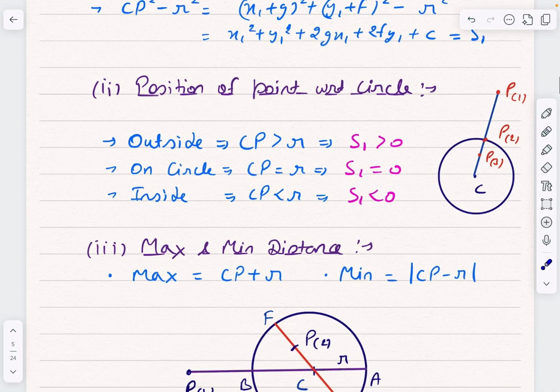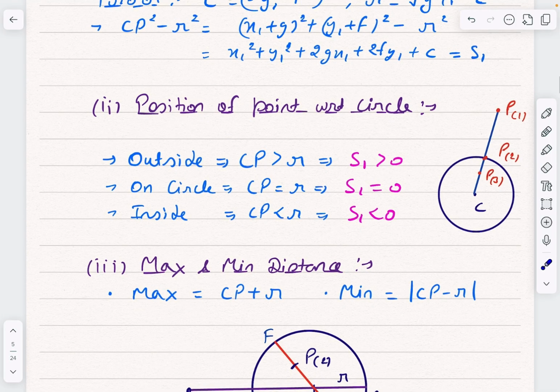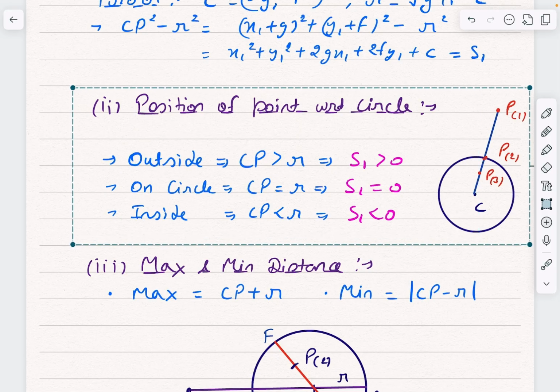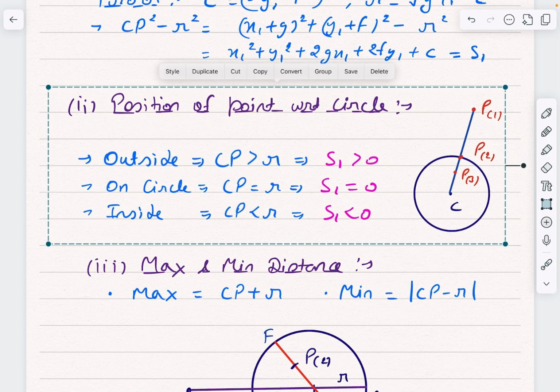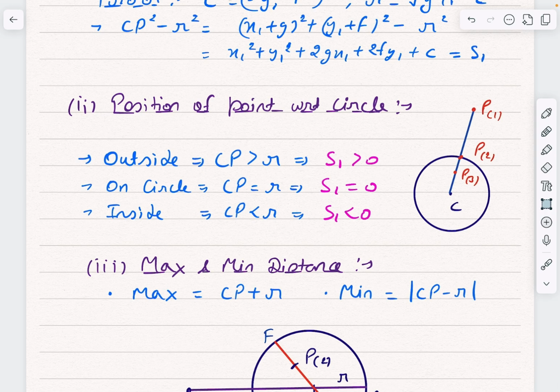Next, position of a point with respect to a circle. Now, this will be important. Many a time we'll have to see where the point lies with respect to the circle. If it is inside or outside or on the circle. So very simple thing, we can just use the power of point. See, if it is outside, we can say the distance Cp will be more than R. You see the first position here.